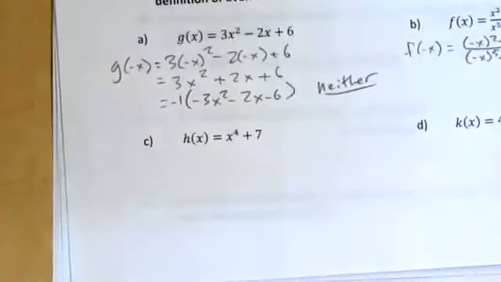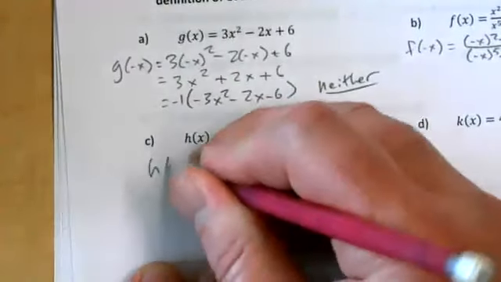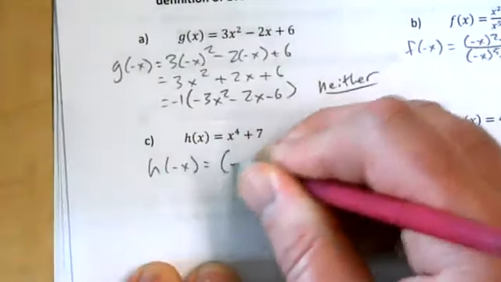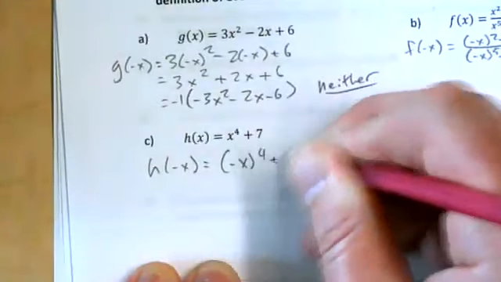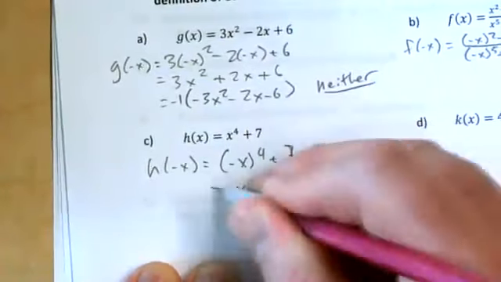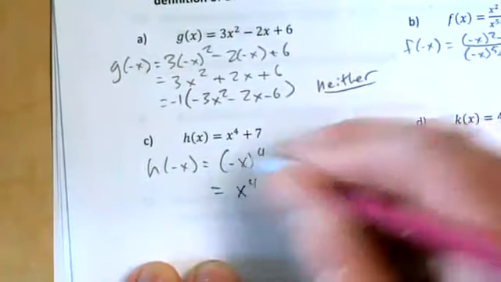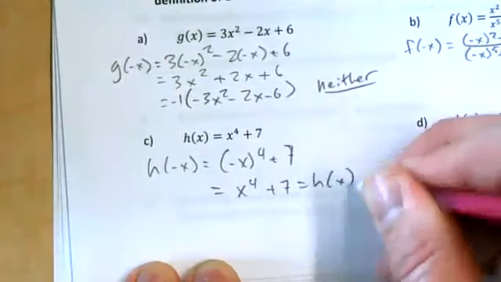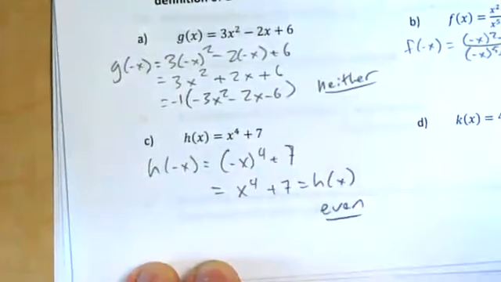All right, x to the 4th plus 7. So h of negative x would be negative x to the 4th plus 7. 4th power, that negative is going to disappear. So we've got x to the 4th plus 7. That's the same as the original. So we're even.